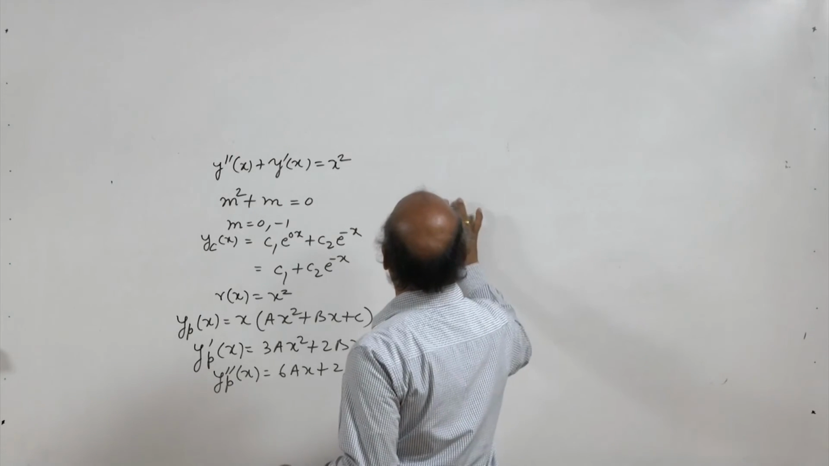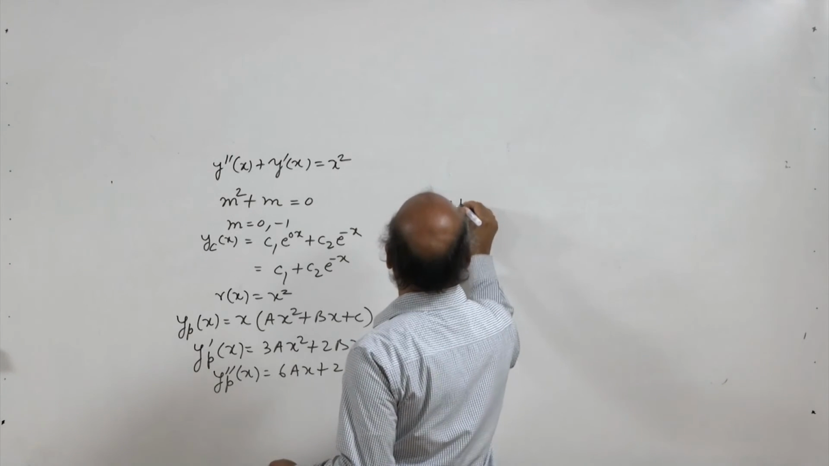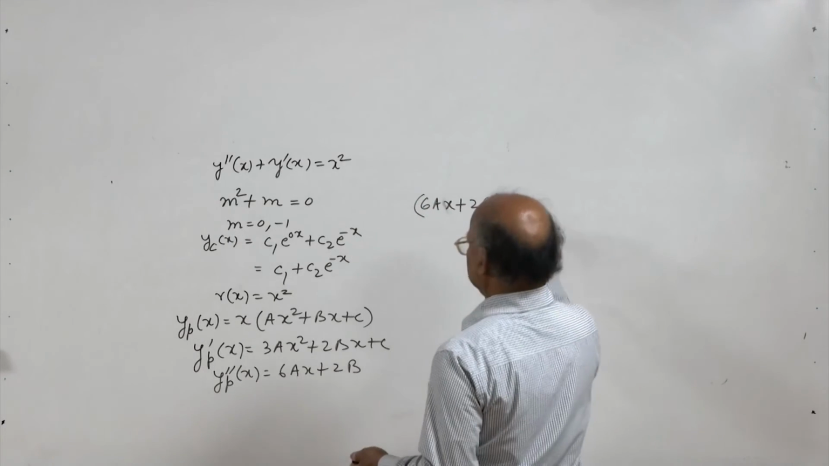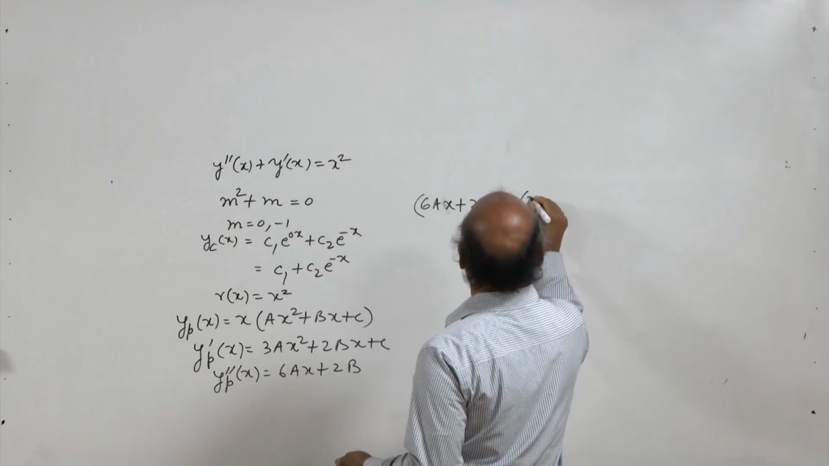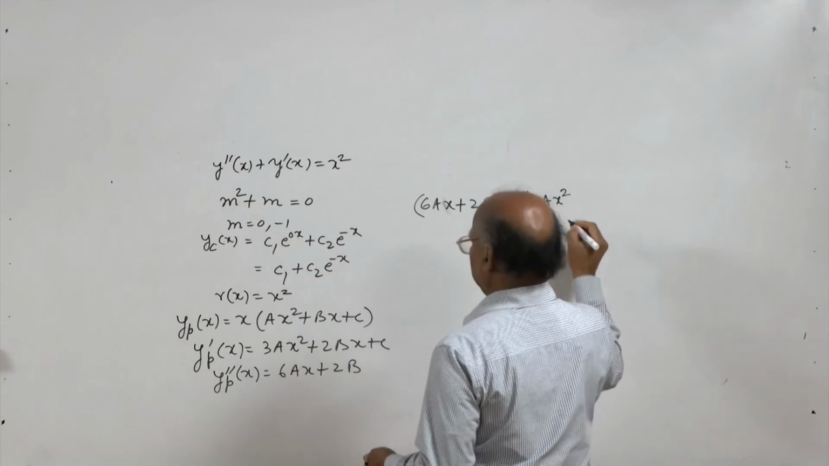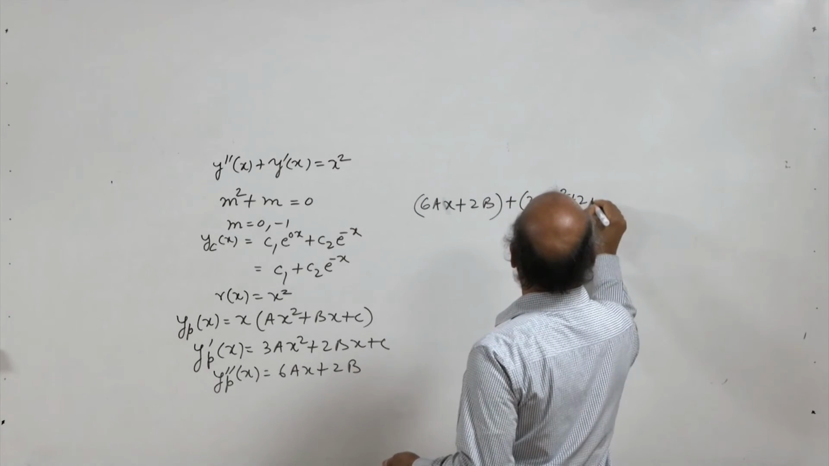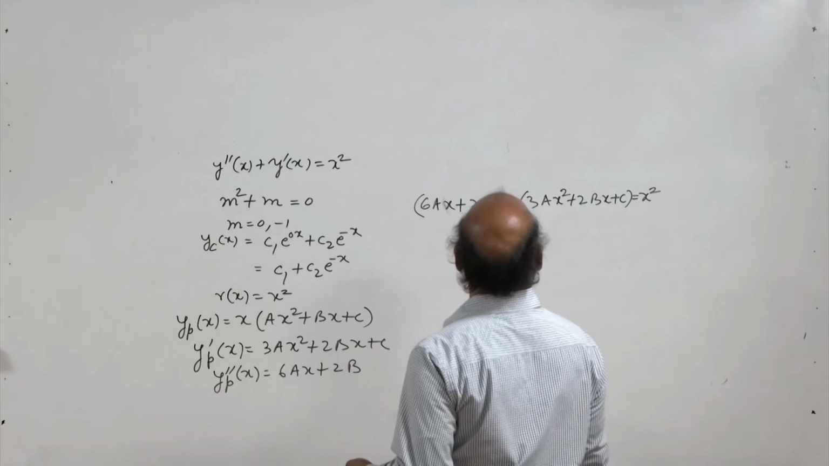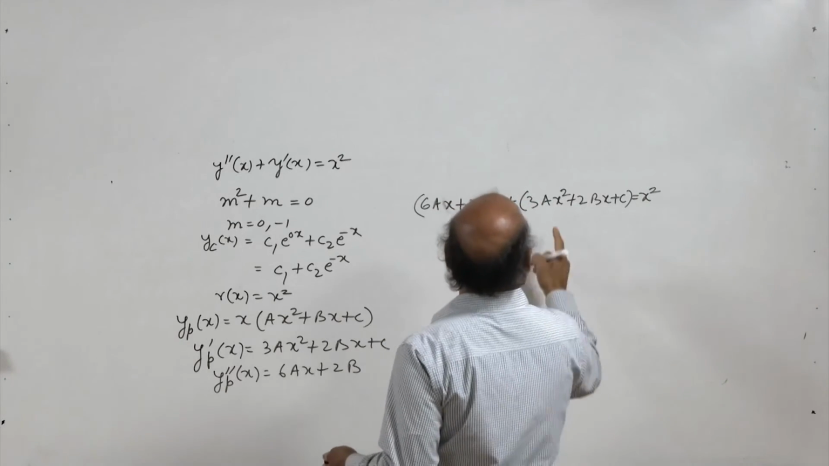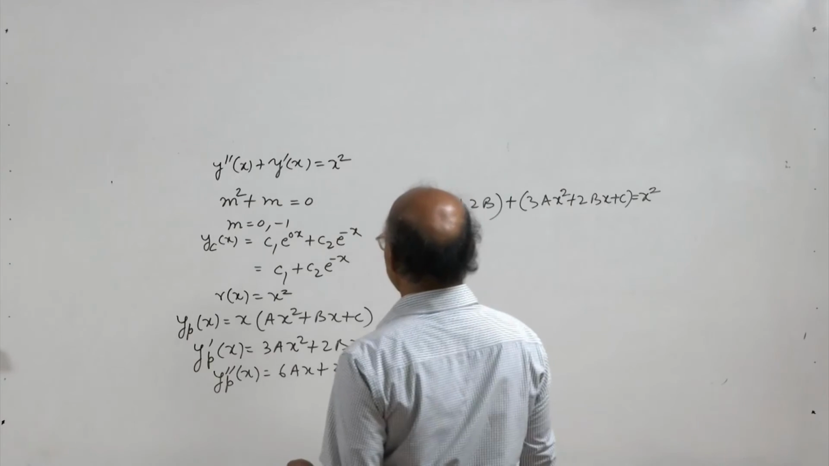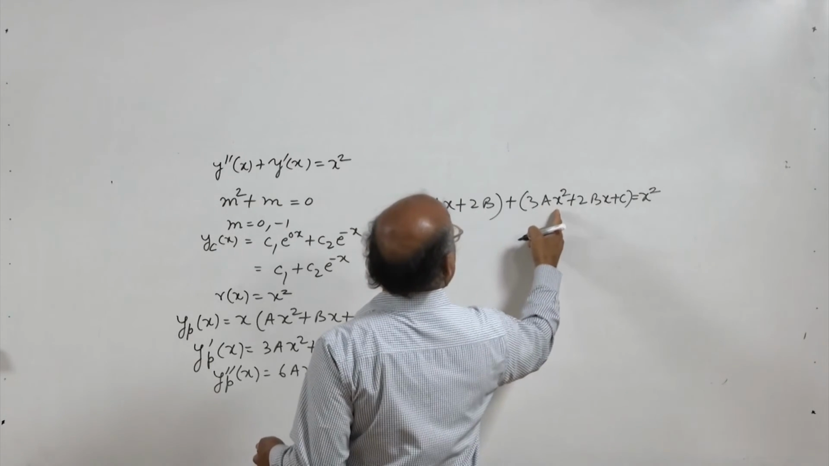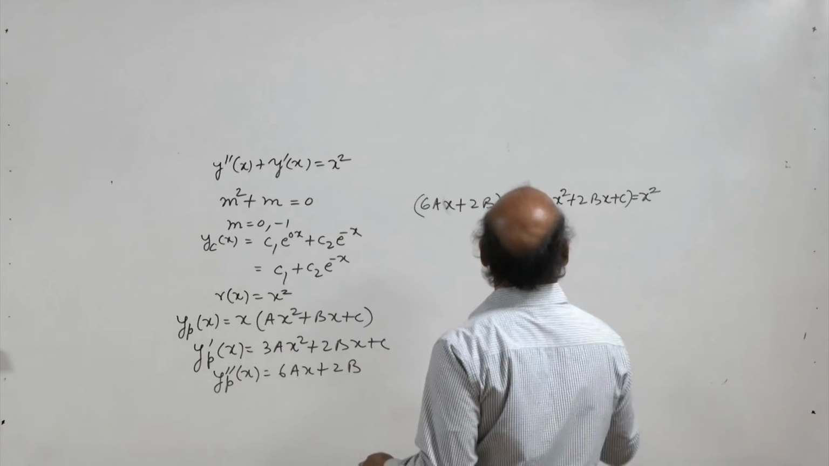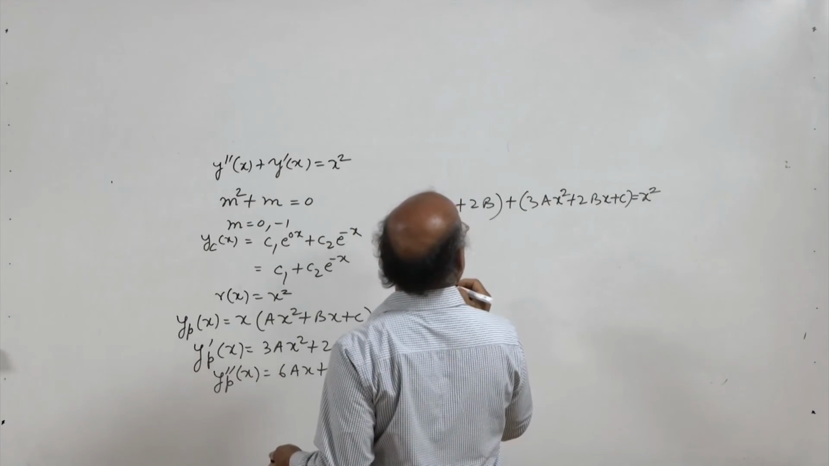So 6ax + 2b, which is y_p'', plus y_p', so 3ax² + 2bx + c, equal to x². So what we notice is that it is an identity, it is true for all values of x. So we should equate the corresponding like powers of x.